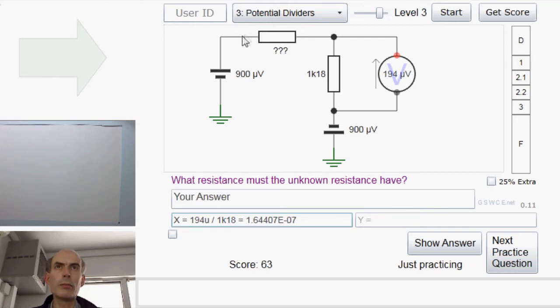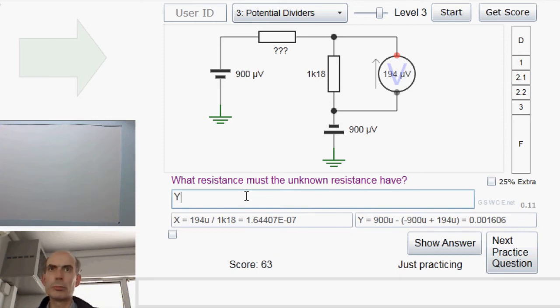If I know the current and I know the voltage across this resistor, which I do, because on this side here, that resistor is 900 microvolts, and on this side here, it's, well, that's minus 900 microvolts, and then plus 194 microvolts. So that would be minus 900 microvolts plus 194 microvolts. There's a total voltage across that resistor of 0.001606. So the resistor must be the voltage, which is currently in the Y box, divided by the current, which is currently in the X box.